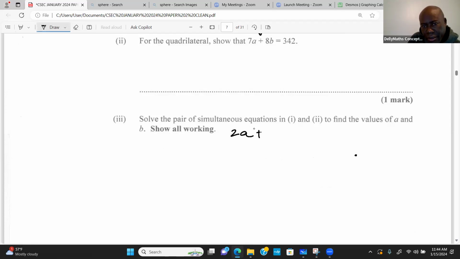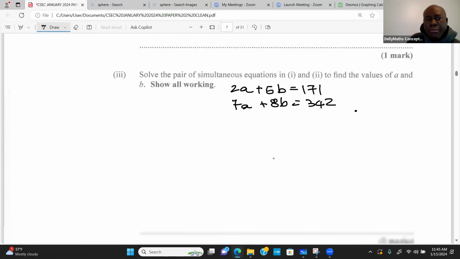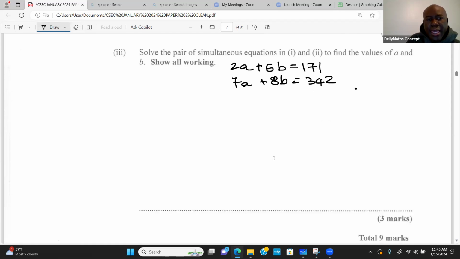So this is 2a plus 5b, which is equal to 171. And then the second equation is 7a plus 8b, which is equal to 342. I'm going to eliminate the a's. Remember, this is equation 1, this is equation 2. So I'm going to multiply 7 by equation 1 and 2 by equation 2.